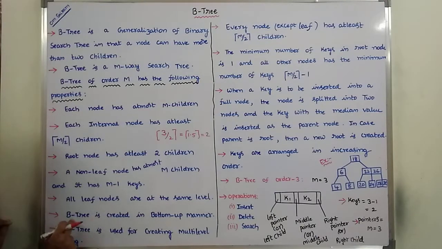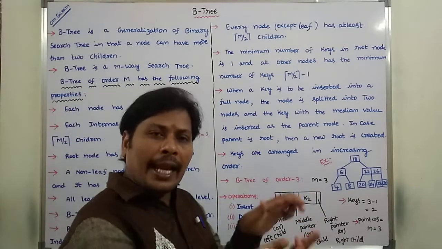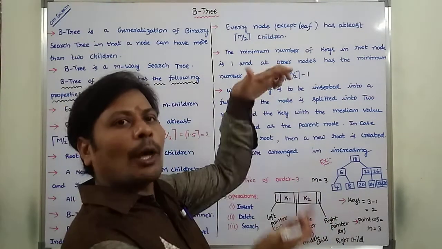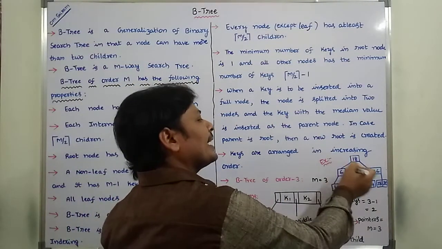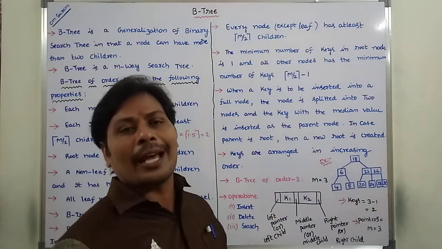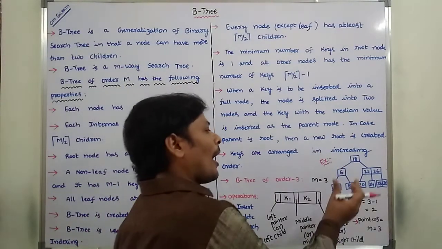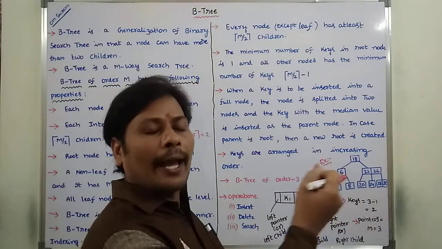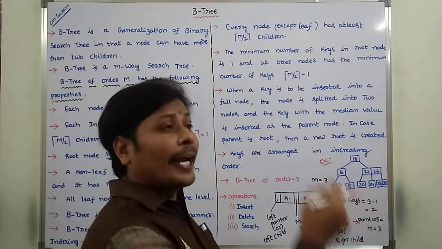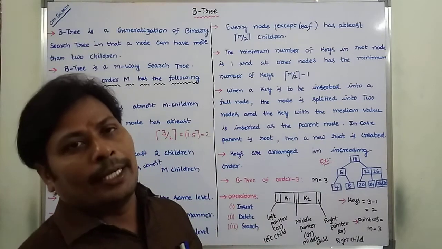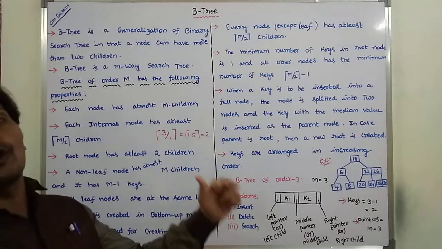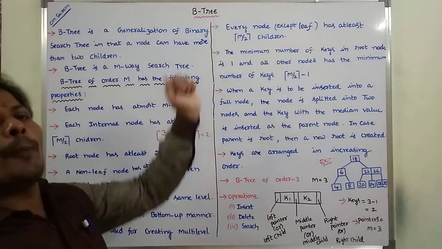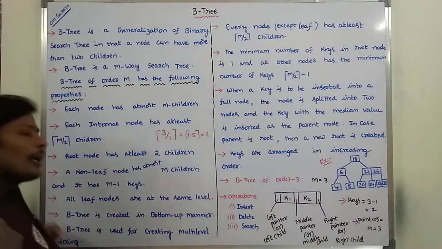Next one. A B tree is created in a bottom up manner. So here the B tree is created from bottom to top. Hence we can say that it is a bottom up manner. Initially we are not getting the root node. Finally, after inserting all the elements into the tree, we get the root node. So hence we can say that B tree construction is in a bottom up manner, from bottom to top.